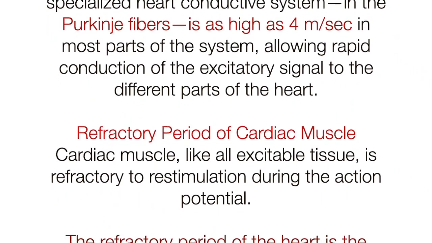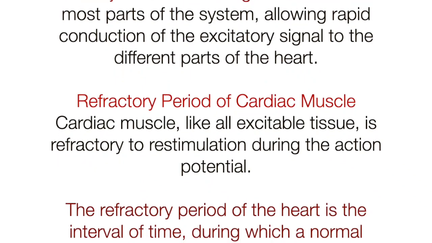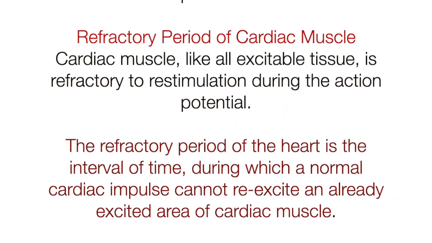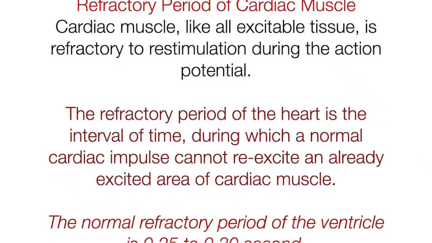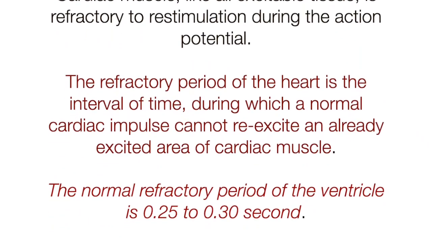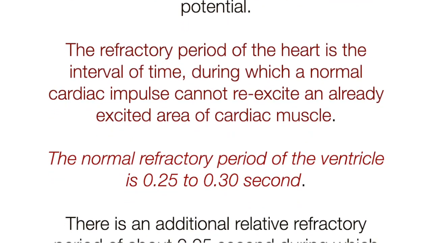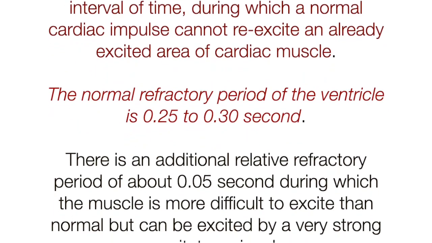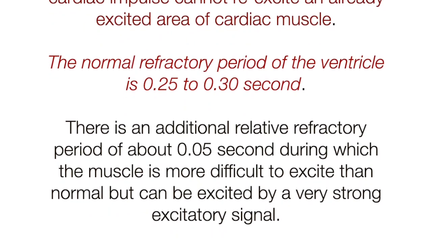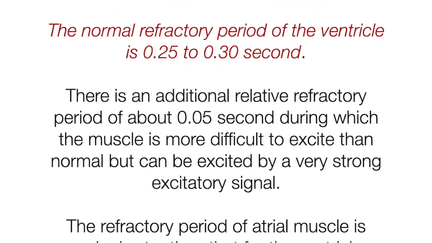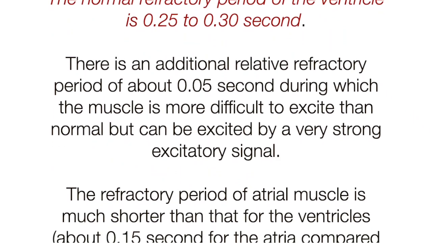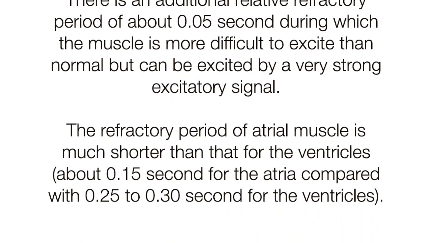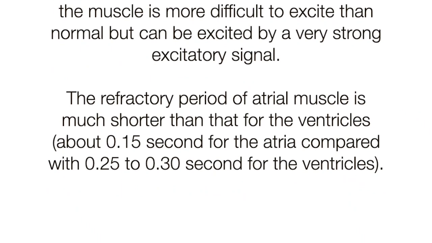Refractory period of cardiac muscle. Cardiac muscle, like all excitable tissue, is refractory to re-stimulation during the action potential. The refractory period of the heart is the interval of time during which a normal cardiac impulse cannot re-excite an already excited area of cardiac muscle. The normal refractory period of the ventricle is 0.25 to 0.3 seconds. There is an additional relative refractory period of about 0.05 seconds during which the muscle is more difficult to excite than normal but can be excited by a very strong excitatory signal.